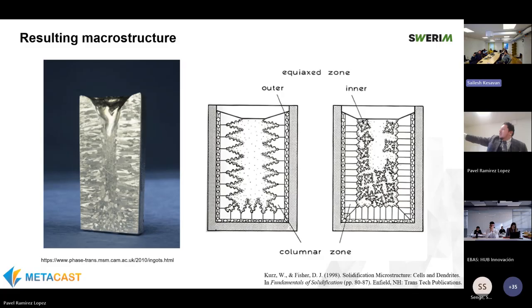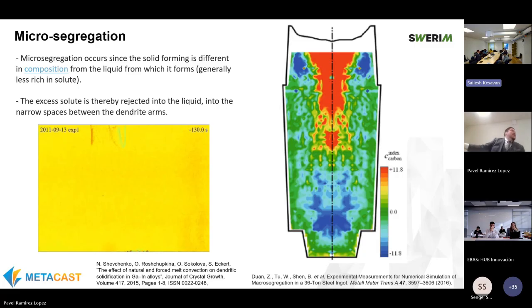So we have the initial columnar growth, and if we look at the segregation map, you can see clearly those green areas that we see in the mold walls will be our columnar grains. And then we will have in the center the formation of early equiax grains. And then the last remaining liquid will have the highest concentration of carbon, which will also very likely have equiax grains, but of a very different nature to the grains that we have in the bottom.